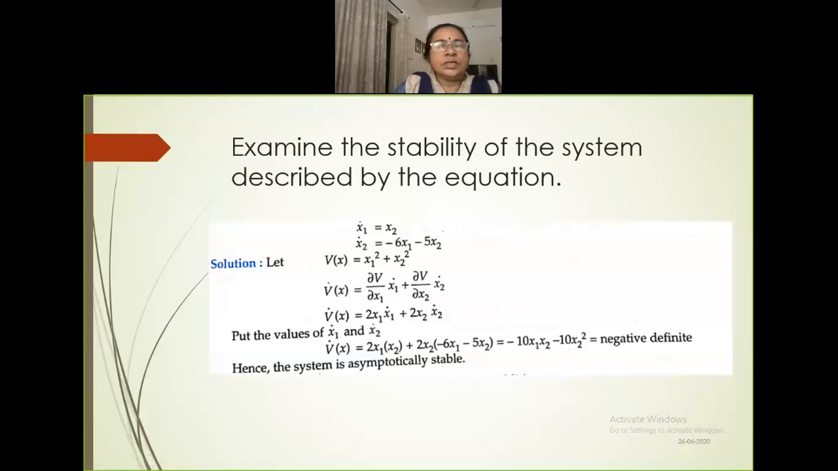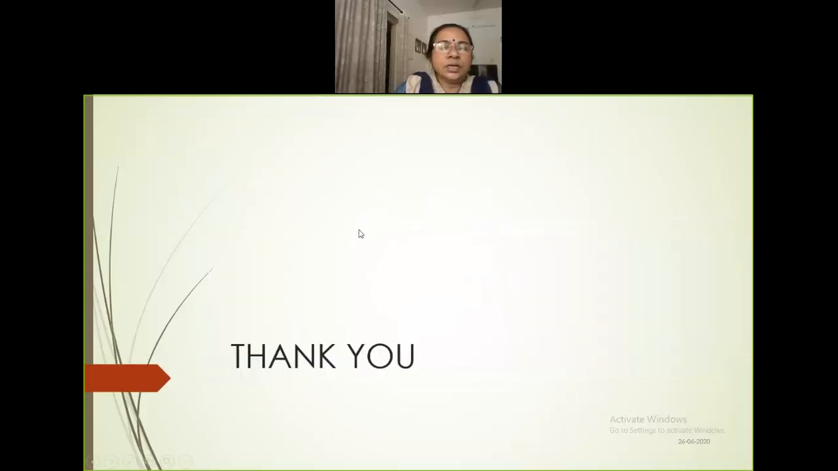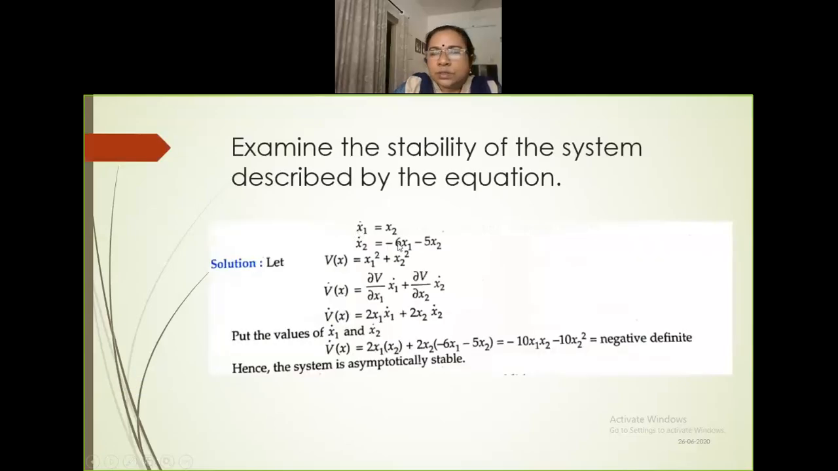Now the next question. This also you copy. Examine the stability of the system described by the equation: x1 dash is equal to x2, x2 dash is equal to minus 6x1 minus 5x2. Assume the function V of x is equal to x1 square plus x2 square. Take the derivative, then put the value of x1 dash and x2 dash, and check for negative definite. If it is negative definite, the system is asymptotically stable. Okay.